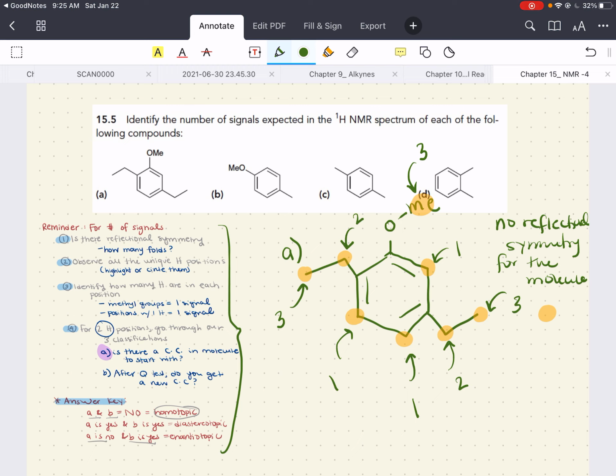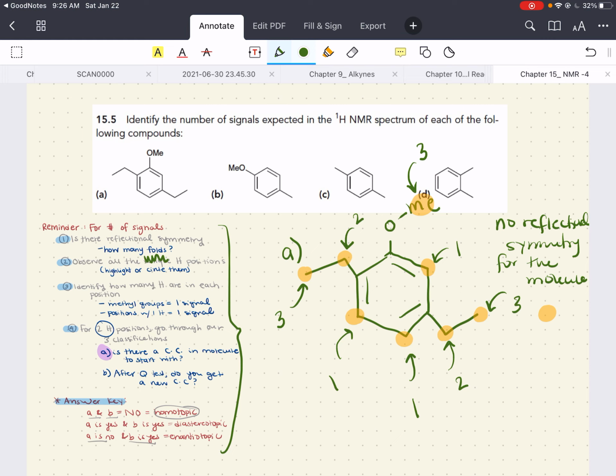Then we simply highlighted all the places where there are hydrogens, not even unique hydrogens, just places with hydrogens. Then we wrote down how many hydrogens are in each of those positions. We identified how many hydrogens are in each position.